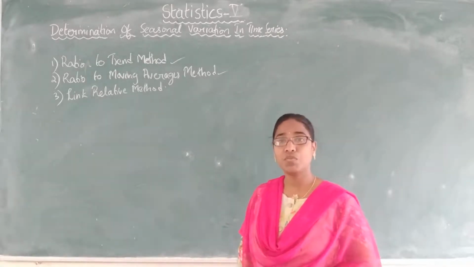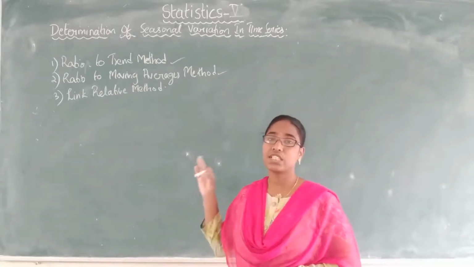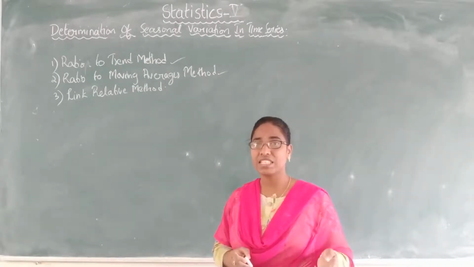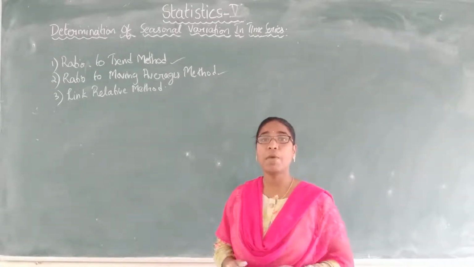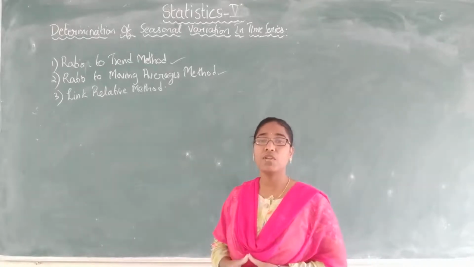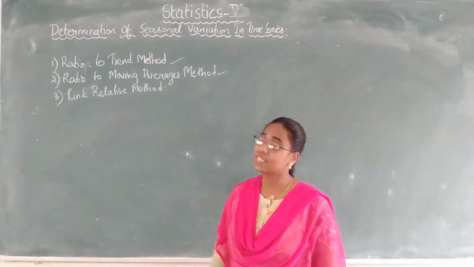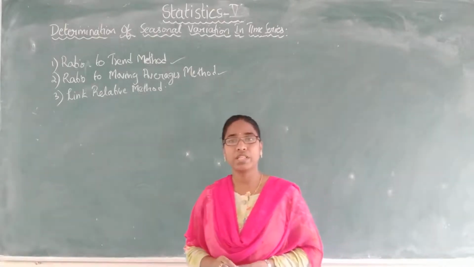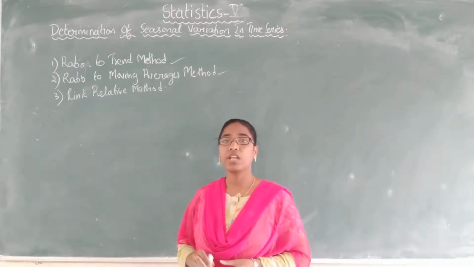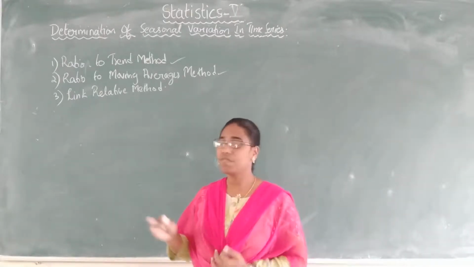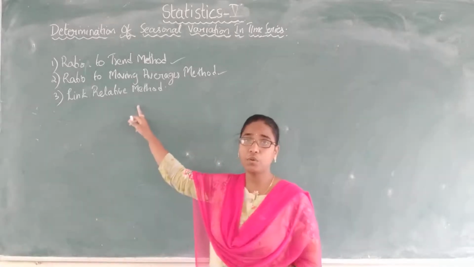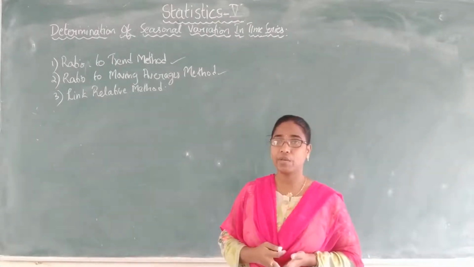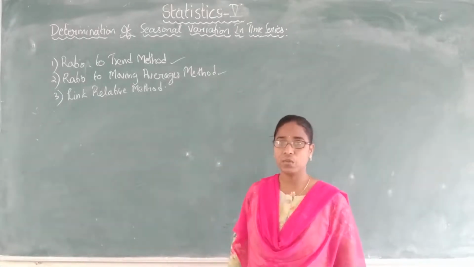The second one is the ratio to moving average method. We have the moving average method, right? So it's an extension of the moving average method. First we will find the moving averages, and by using those moving averages we will determine the seasonal variation. And the third one is the linked relatives method. This method is also known as the Pearson method. It is a new topic not related to trend. Here in link relatives itself we will be finding the trend-eliminated values and also the seasonal variations.